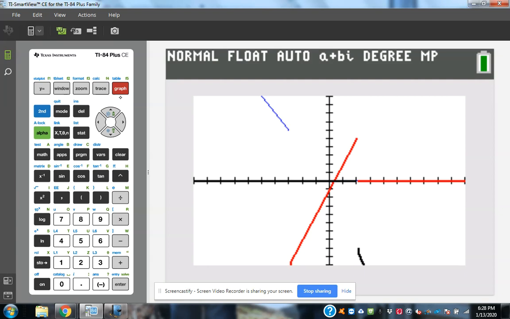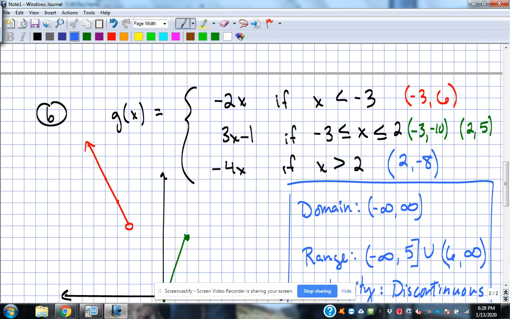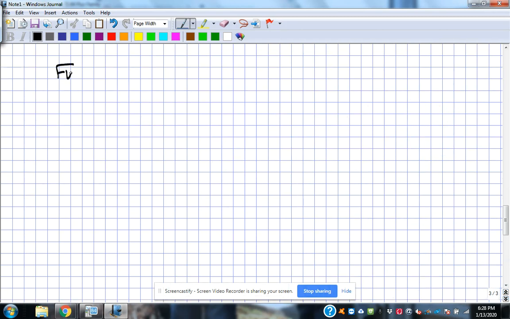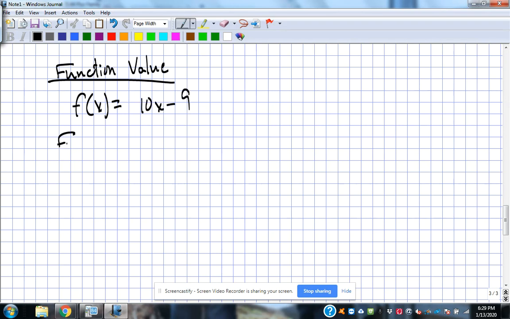All right, now we've already done domain, range, and continuity for that, so let's move on to not graphing these things and do some basic math with these. Function value. We did this in 100. Function value, if you had a function f of x is equal to 10x minus 9, and I ask you to find f of -3, what does that mean? Yeah, plug that in for x.